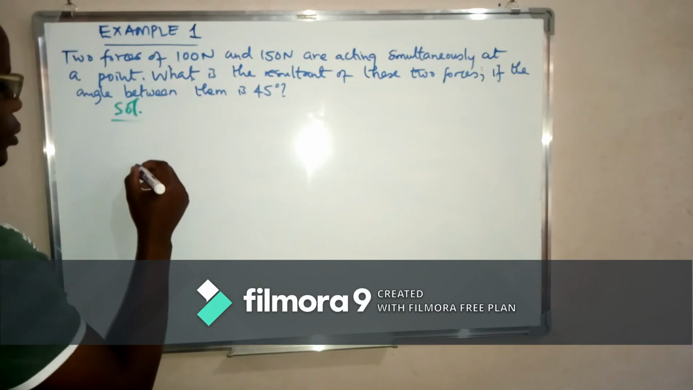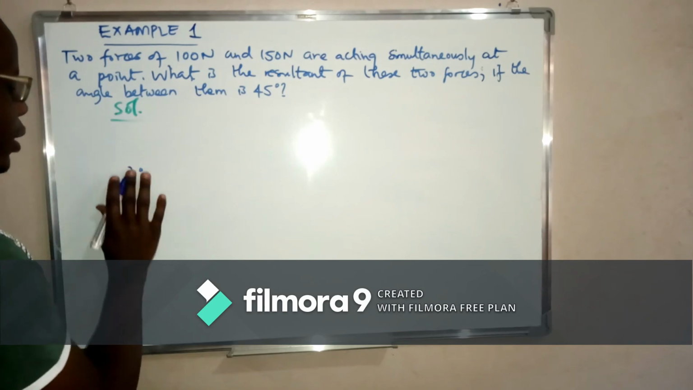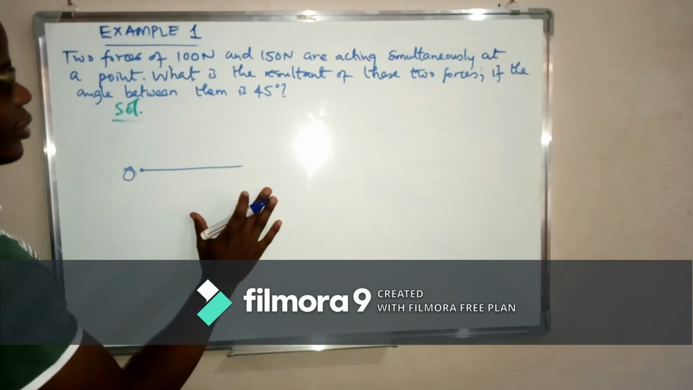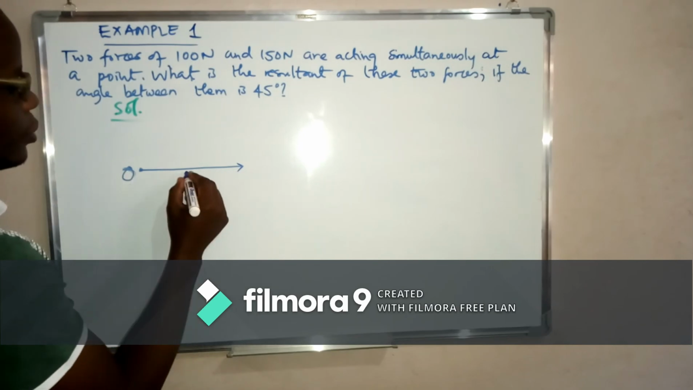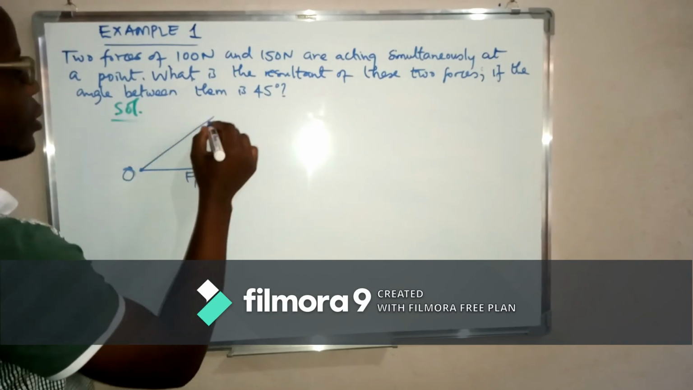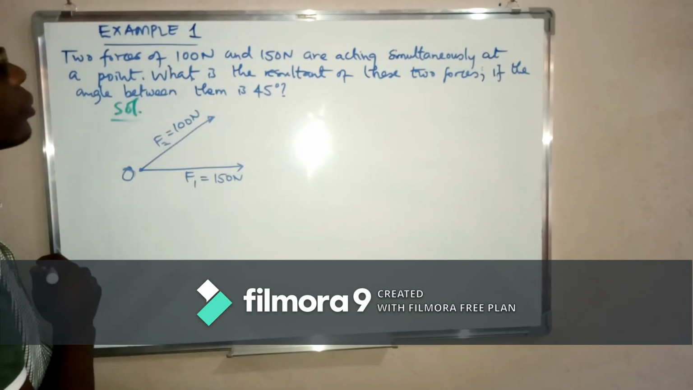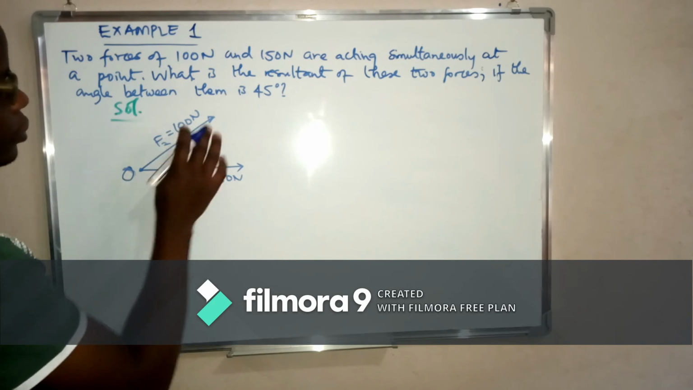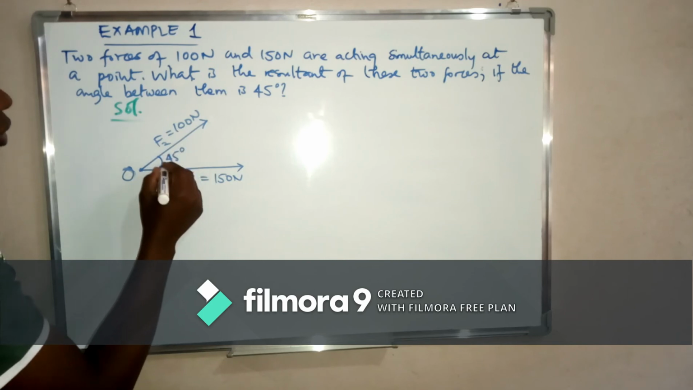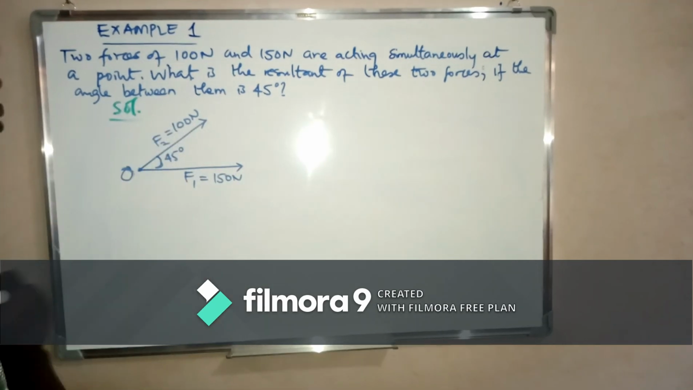We say these two forces are acting at a point. Let's say this is the point, let's name it O. We have one force, and I want to let it be on the horizontal axis, so I'll call it F1, and its magnitude is 150 newtons. Then we have another force, F2, and its magnitude is 100 newtons. The angle subtended between them is 45 degrees. We are being asked what is the resultant of these two forces if the angle between them is 45.